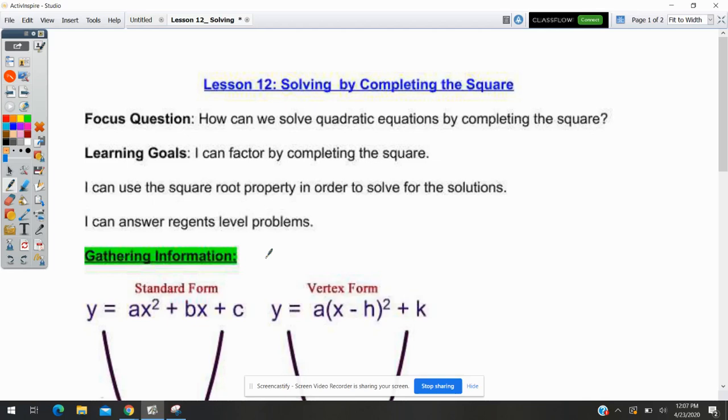Hi everyone, and welcome to lesson 12, solving by completing the square. Today is the last lesson with completing the square. Today we're actually going to solve for the solutions. Remember those zeros of the parabola, where the parabola hits the x-axis. We're going to solve for those solutions today, and this will be the last major thing that we do with completing the square.